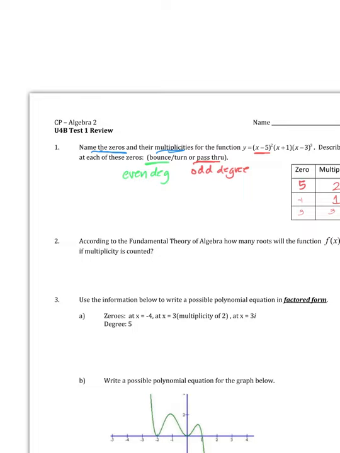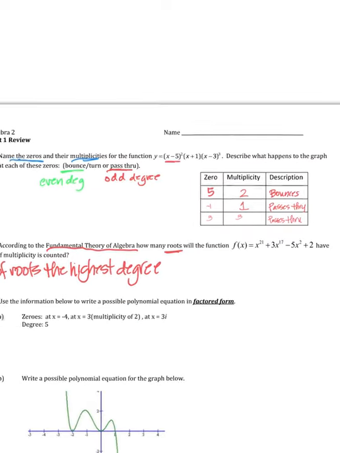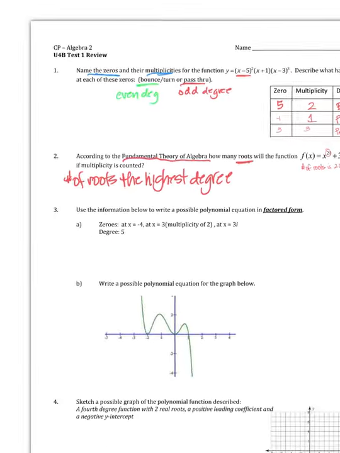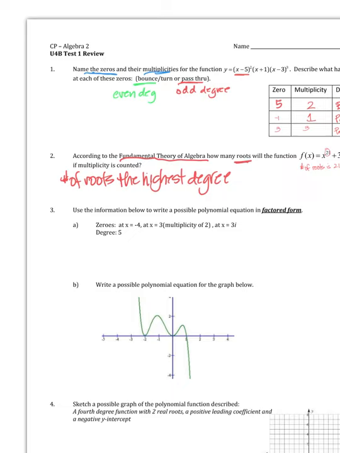Number 2 asks, using the fundamental theorem of algebra, how many roots are there? And the number of roots is always the highest degree. So if you look at this one, the highest degree would be this 21. So the number of roots is 21. So the next thing, number 3, it says to write a possible polynomial in factored form.